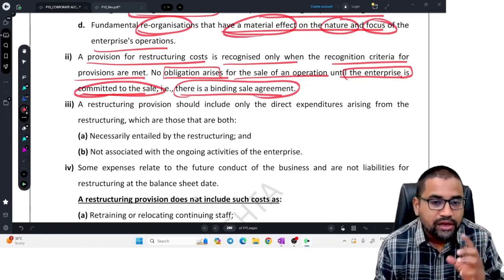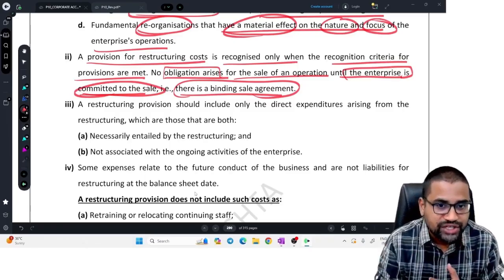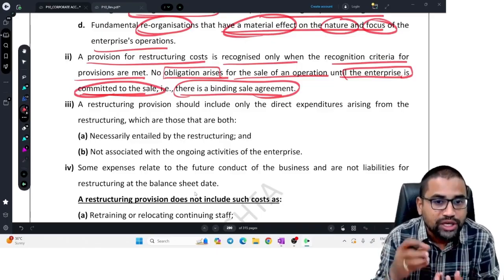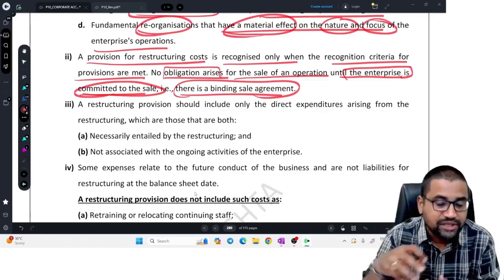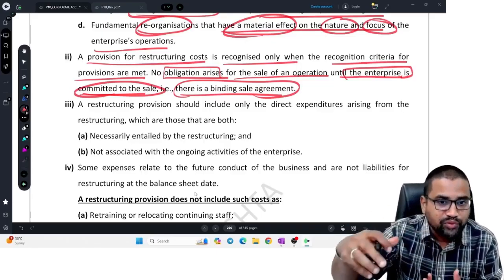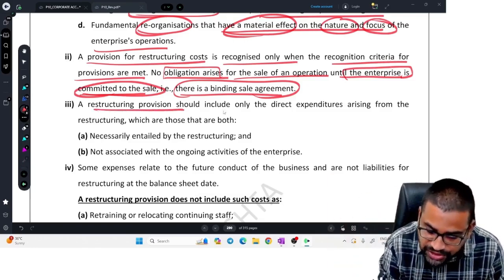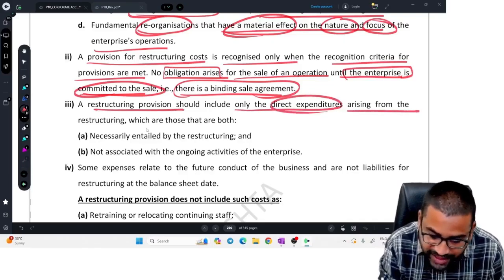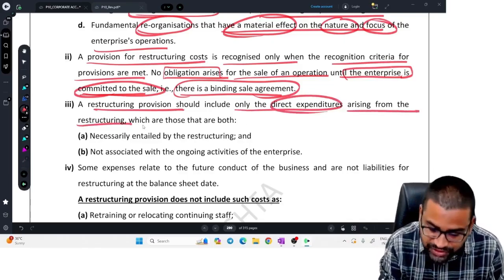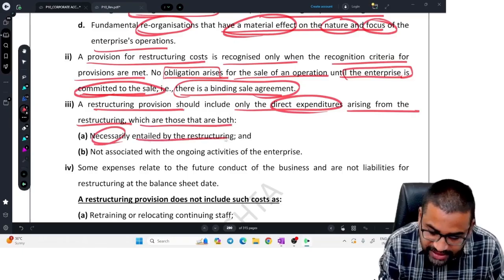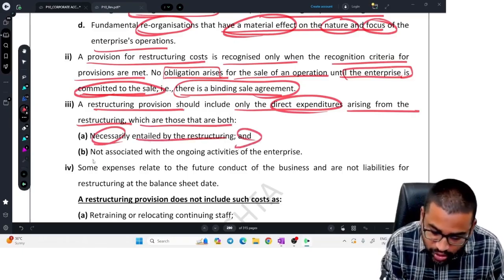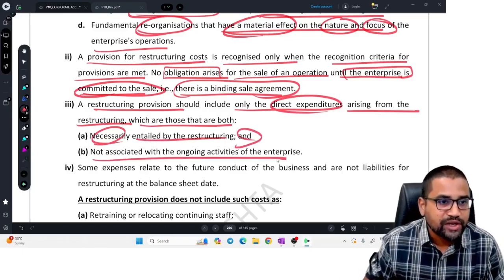So whenever you announce any restructuring, whatever the cost you are going to incur for that restructuring in the organization, for that cost you can create a provision, provided the recognition criteria are met. And this restructuring provision should include only the direct expenditure arising from the restructuring, which are those that are both necessarily entitled by restructuring and not associated with the ongoing activities of the enterprise.